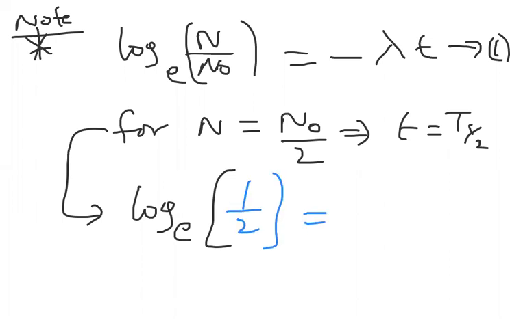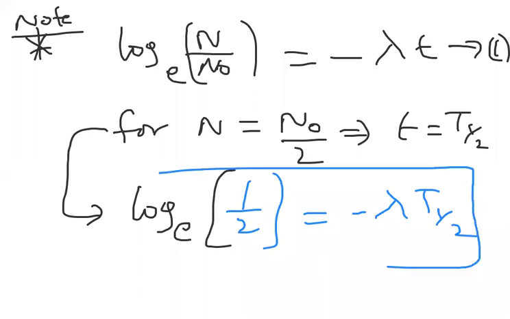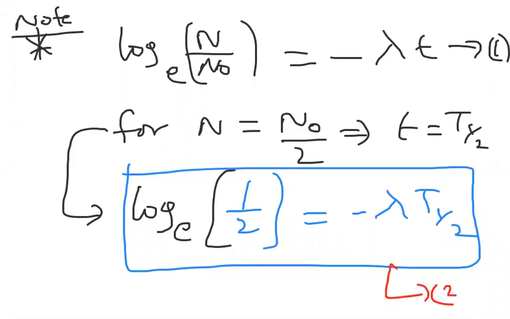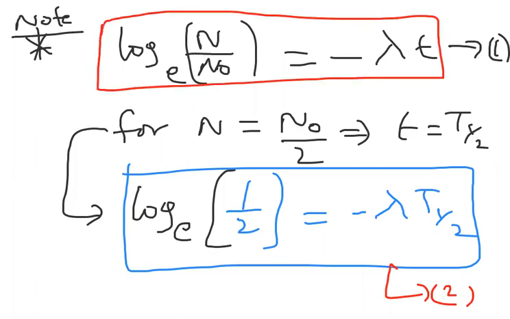Is equal to minus lambda into t of. So this is the formula we got. Observe this carefully, what I wrote here: N by N naught as 1 by 2, and in the place of t, I substituted t half. I am writing this as equation number 2. We already derived the expression log N by N naught at the start. In that expression, we substituted the half-life condition and got the two equations.